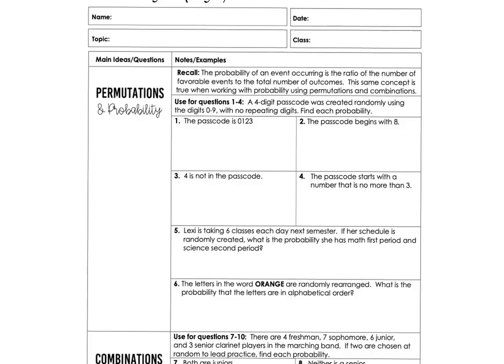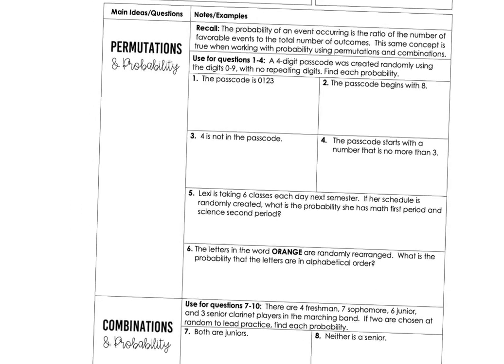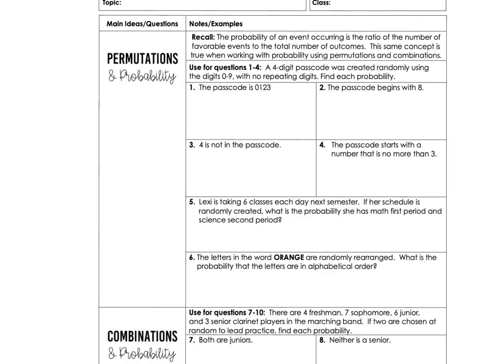So we're going to have to come up with what that total number is going to be before we write the probability out. Okay, so in this one here, a 4-digit passcode was created randomly using the digits 0 through 9. No digits repeat. Find each probability.